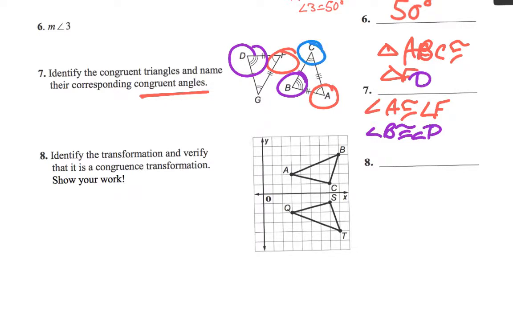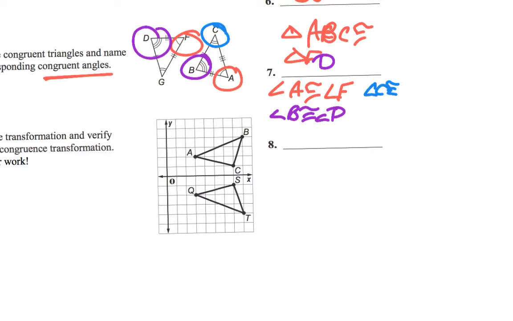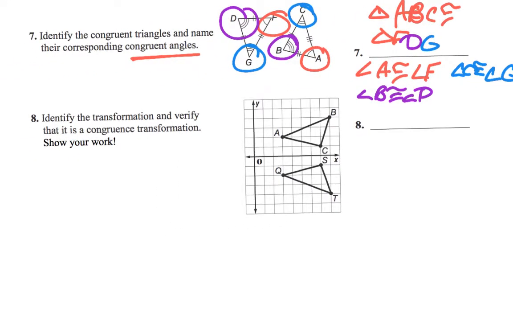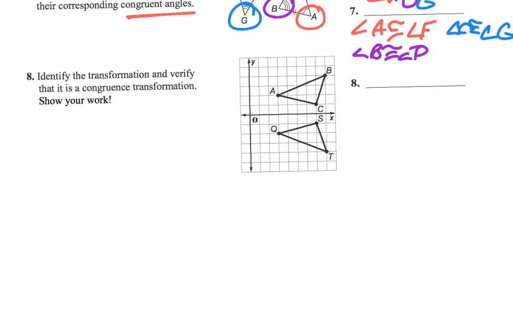And then angle C is congruent to angle G. And that's it. So I mark their corresponding congruent angles as well. So make sure you answer them fully. Now, identify the transformation and verify it is a congruence transformation.